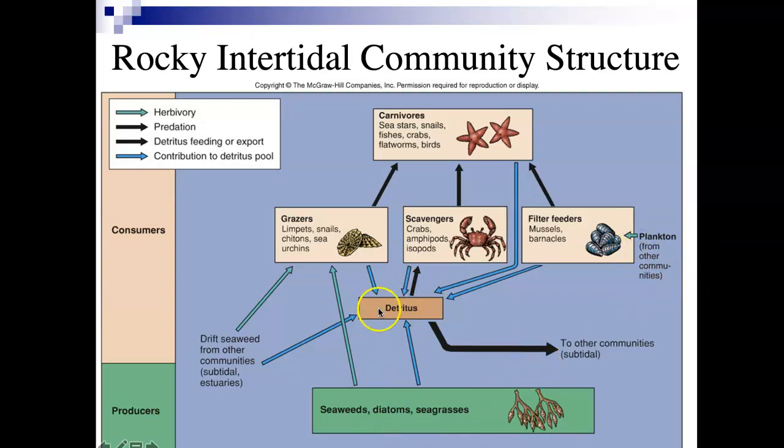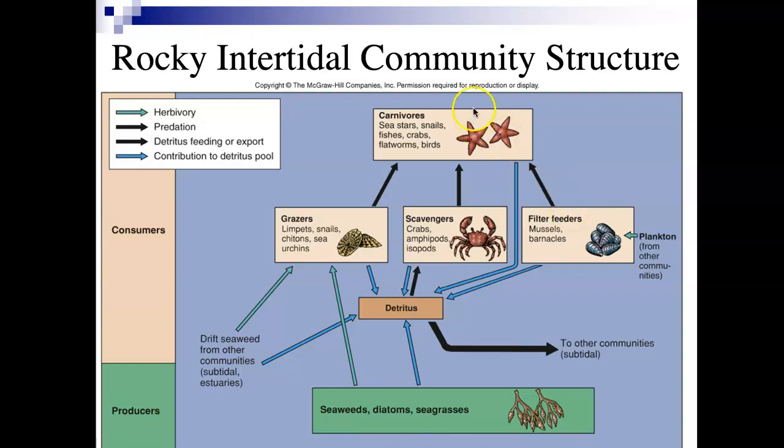And then as some of this breaks down, it's going to form detritus from the seaweeds and the seagrasses, and then you're going to have scavengers that feed off of that. You'll have grazers that feed directly off of things like your seaweeds and your primary producers. You'll have filter feeders that feed on plankton, and then you'll have all kinds of carnivores that are going to feed on these organisms here. So that's your basic rocky intertidal community structure.